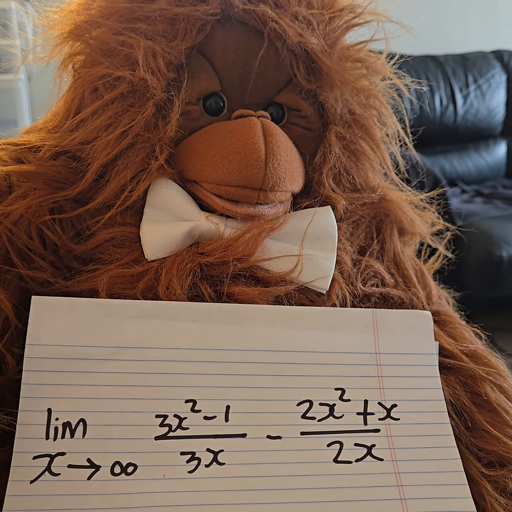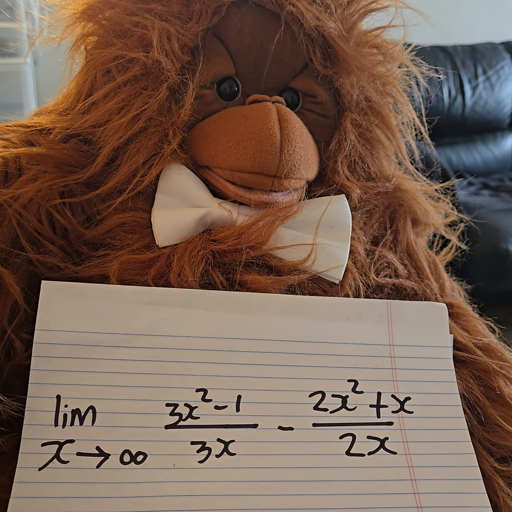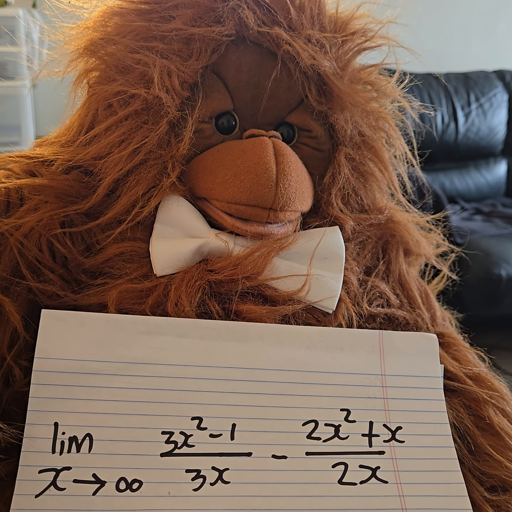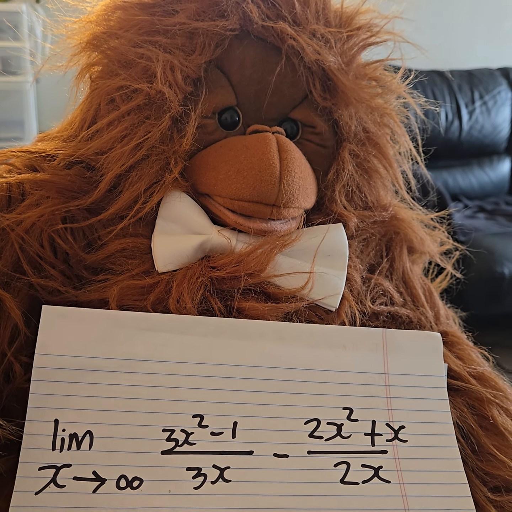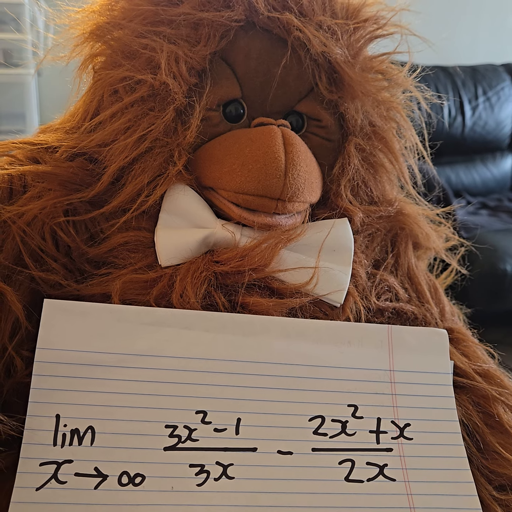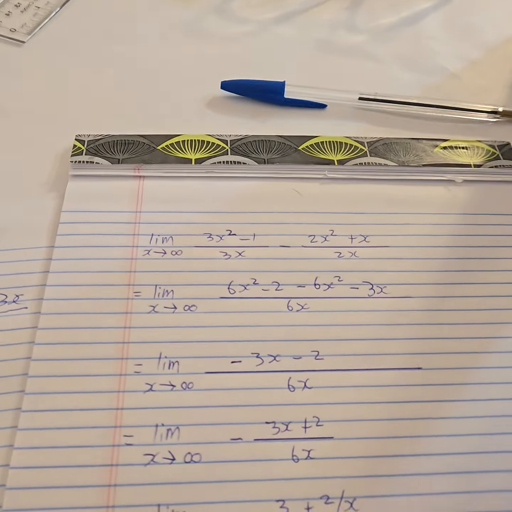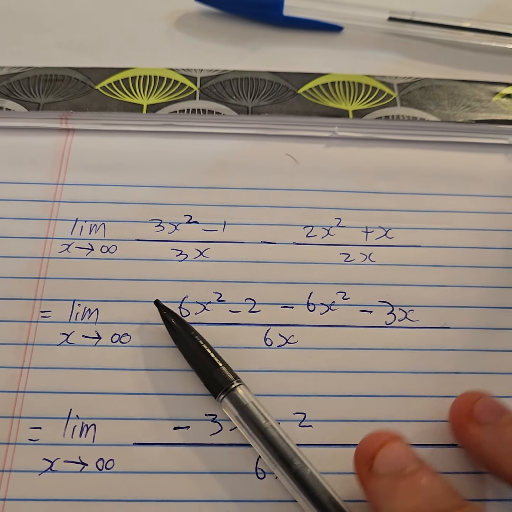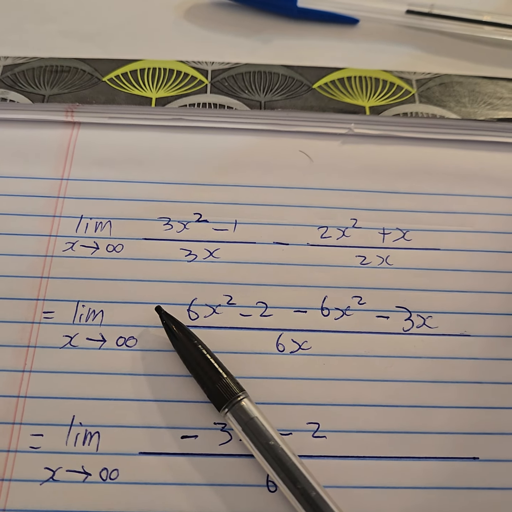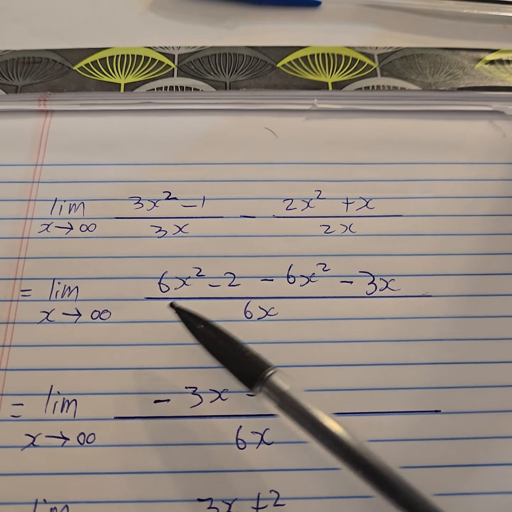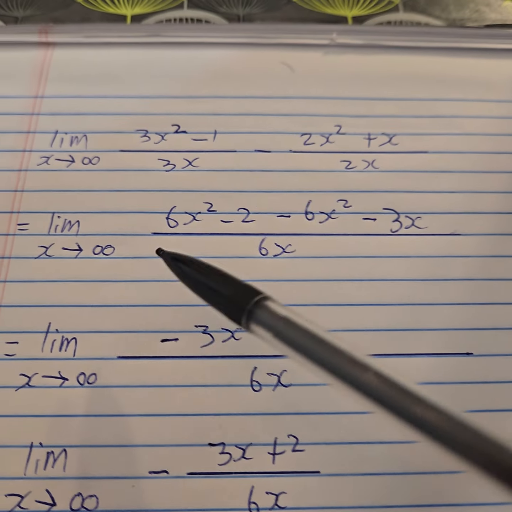The question is, we have the limit of x towards infinity of 3x squared minus 1 divided by 3x, subtract 2x squared plus x all divided by 2x. Now to attempt it. You see, earlier I tried to do it with me writing it each step. That's more professional, but my handwriting is just much better if I do it ahead of time.